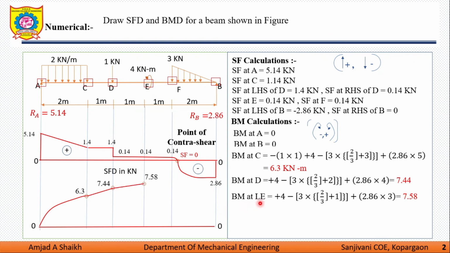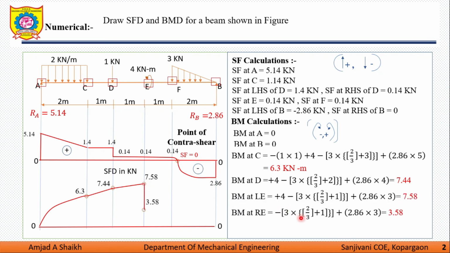So bending moment at left hand side of E is, we are considering anti-clockwise as plus, which is plus 4. Then 3 into 2 by 3 plus 1 is the moment of this UVL. Next, plus 2.86 into 3 is the distance from point E. So this moment of 3 is anti-clockwise, which is minus, then the moment of 2.86 is plus, and itself a moment 4, which is positive. So this is how we achieved the moment at LHS of E, 7.58, which represents the diagram.